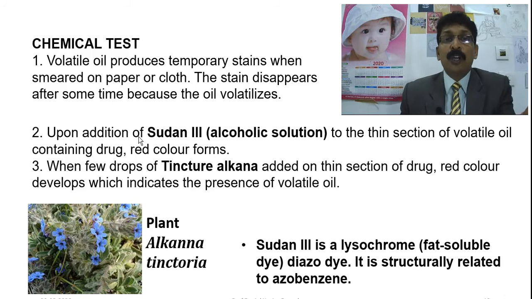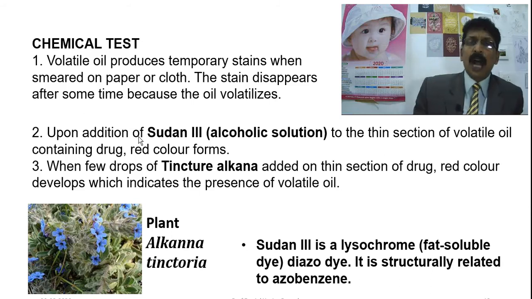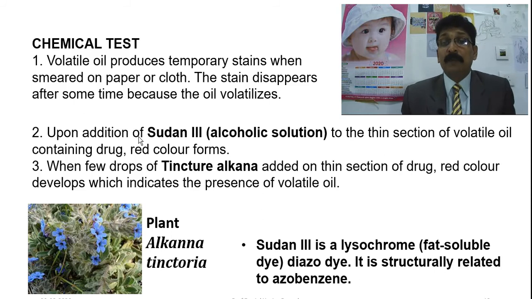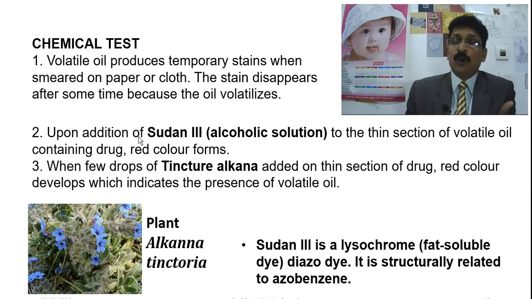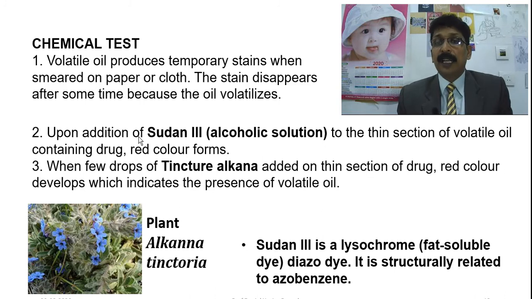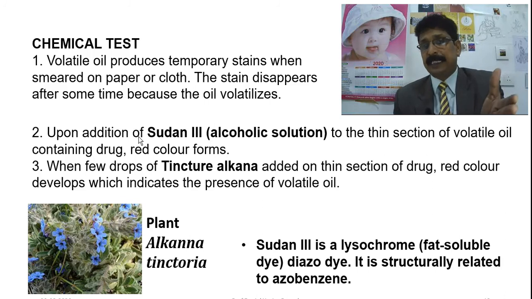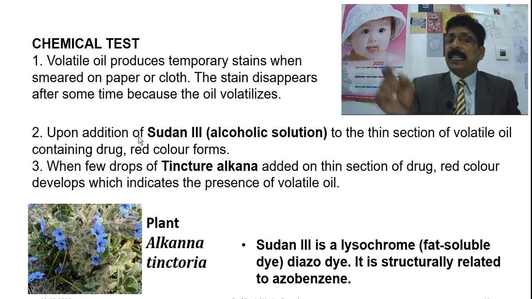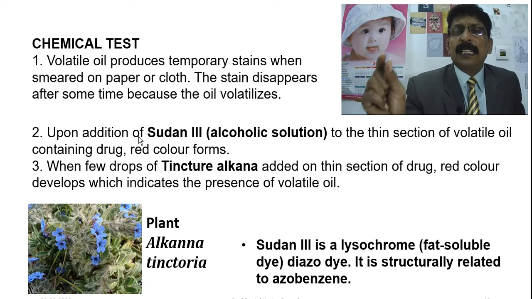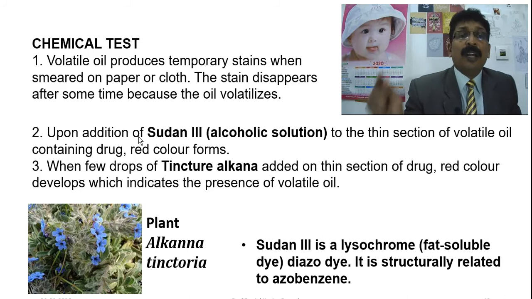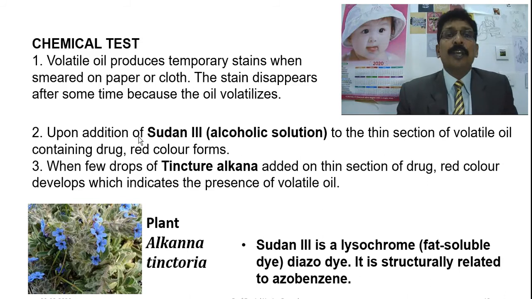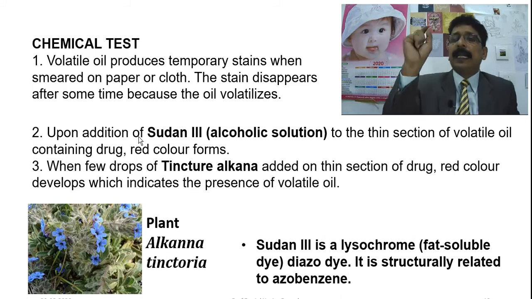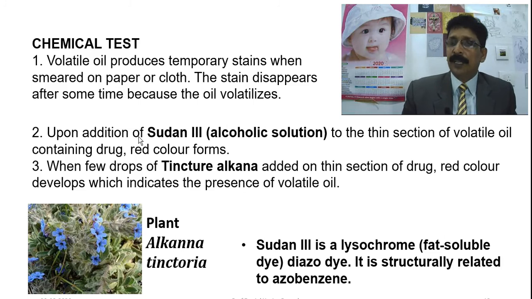Upon addition of Sudan 3 alcoholic solution. What do you mean by Sudan 3 alcoholic solution? Sudan means, we know it is a country name. So Sudan 3 means it is a lysochrome, a fat soluble dye. Diazo, that is 2 nitrogen groups, diazo dye. It is structurally related to azobenzene. So when you add this Sudan 3 solution to a thin section of the substance or a thin section of the leaf or the flower, if volatile oil is present, immediately red coloration is formed. That indicates it contains volatile oil. Very simple, you can remember.